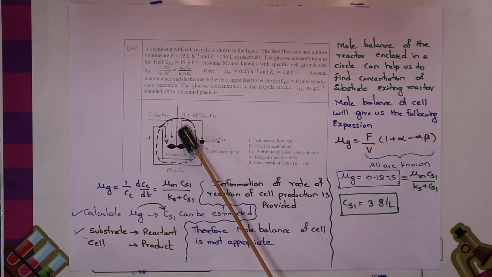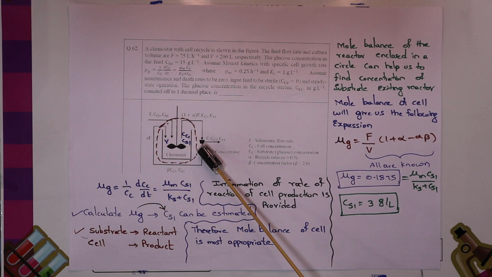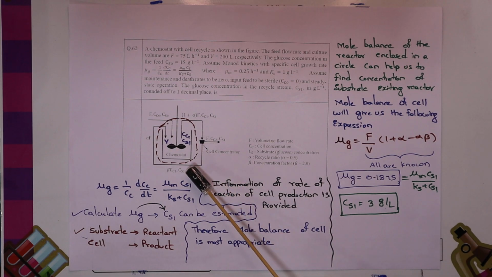Whatever cells have been formed in the reactor, some of the cells are sent back to the reactor. Because cells will consume more feed to form even more cells. So cells are important. That is why the job of the cell concentrator is to send more cells back into the reactor by concentrating them in the cell concentrator.